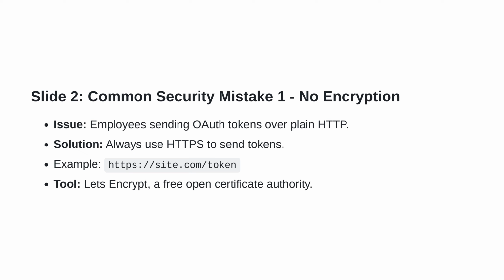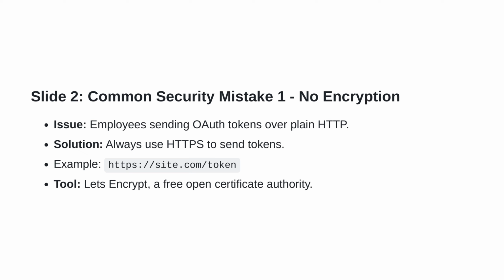The solution here is quite straightforward. Always use HTTPS to send tokens. HTTPS is the secure variation of HTTP. It encrypts the data so that even if intercepted, the information remains safe and unreadable until it reaches its legitimate recipient. For instance, instead of sending the OAuth token over a plain HTTP like http://site.com/token, it should be sent over HTTPS like this: https://site.com/token. That S there stands for secure, in case you were wondering.